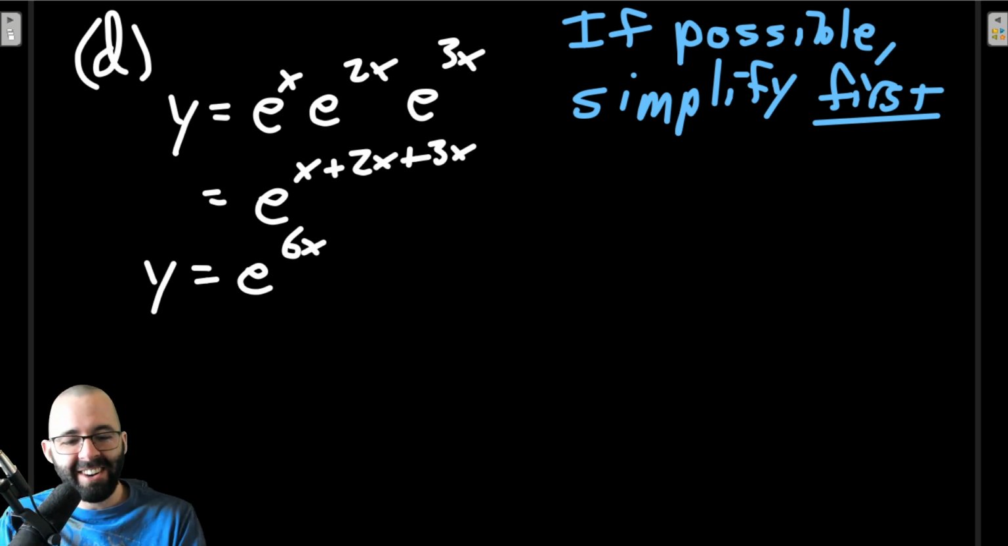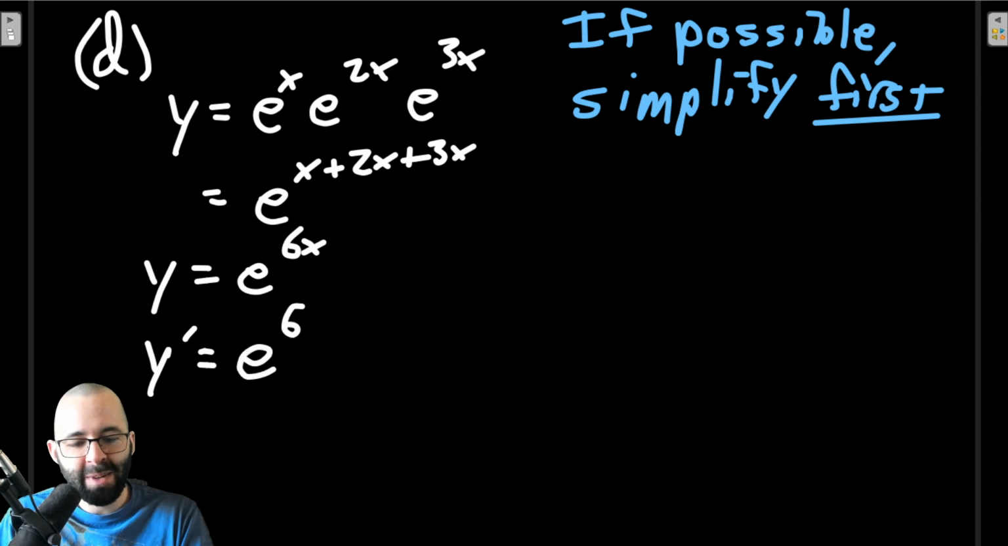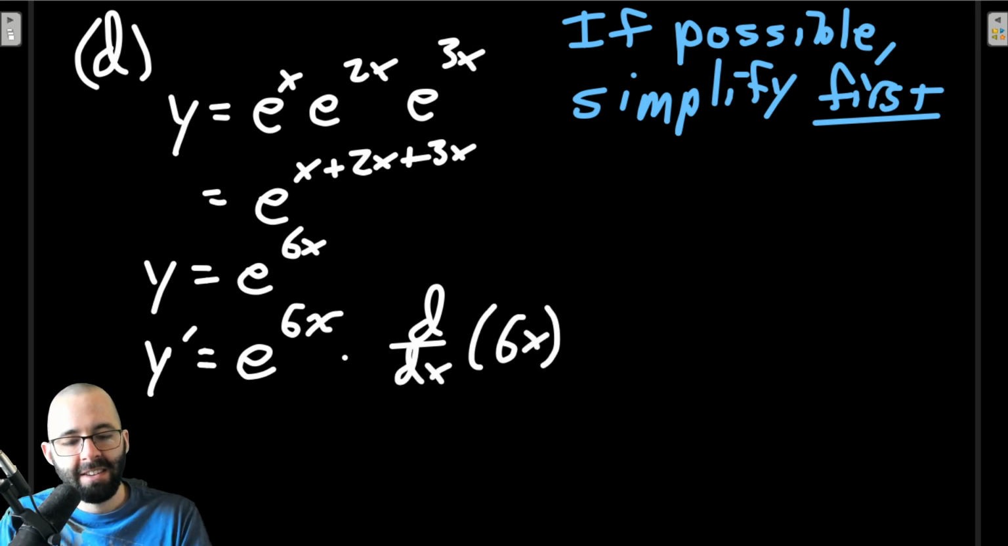There we go. And now we take the derivative. Y prime, derivative of an exponential function is itself. Multiply by the derivative of the inside. We'll get 6 e to the 6x.